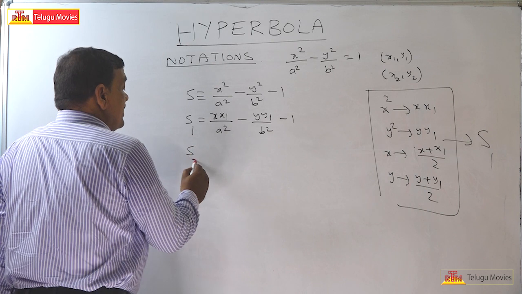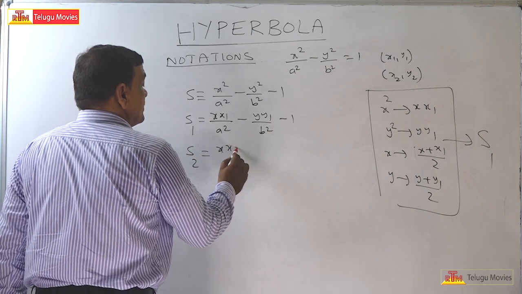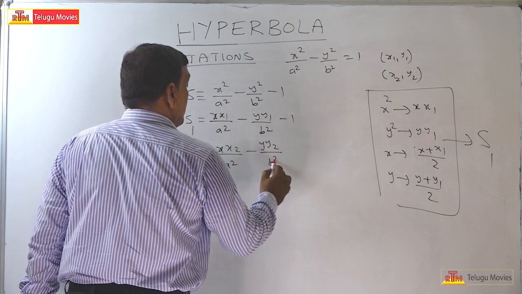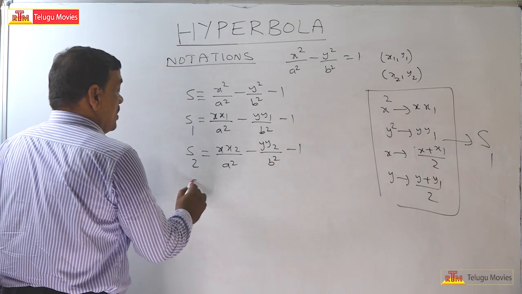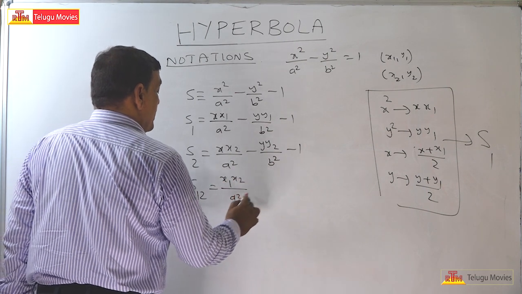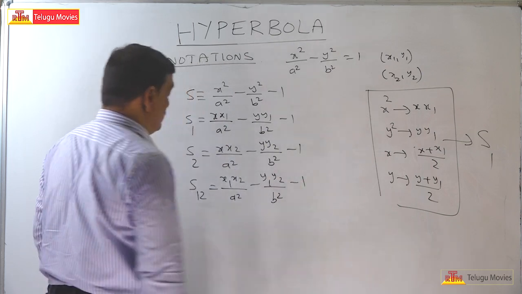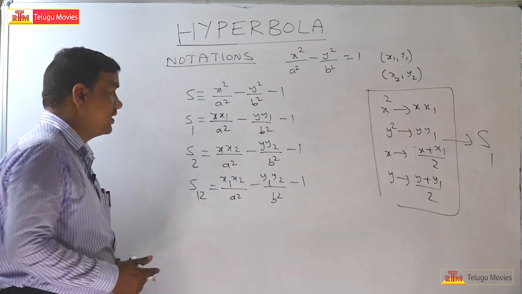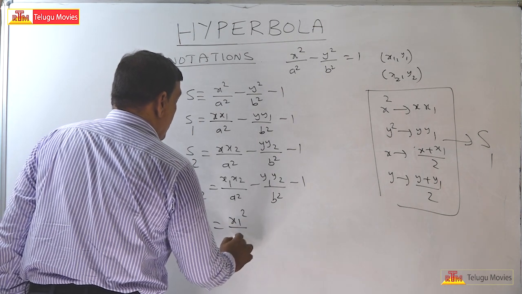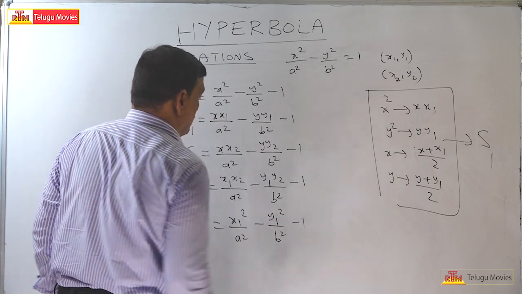Now coming to S2. So S2 means x2 upon a square minus y2 upon b square minus 1. Now S12, that is x1 x2 by a square minus y1 y2 by b square minus 1. This is the S12 notation. The last and final, S11, means x1 square by a square minus y1 square by b square minus 1.